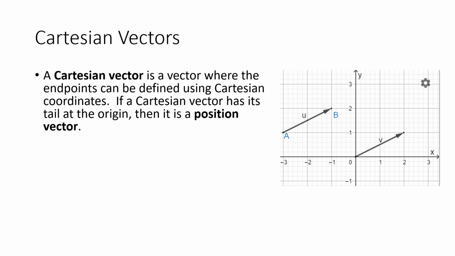Now a Cartesian vector, to define a bit more exactly, is where the endpoints can be defined using Cartesian coordinates. If a Cartesian vector has its tail at the origin, it's called a position vector. So this vector v right here, it's a position vector. And we also have another vector u right here.